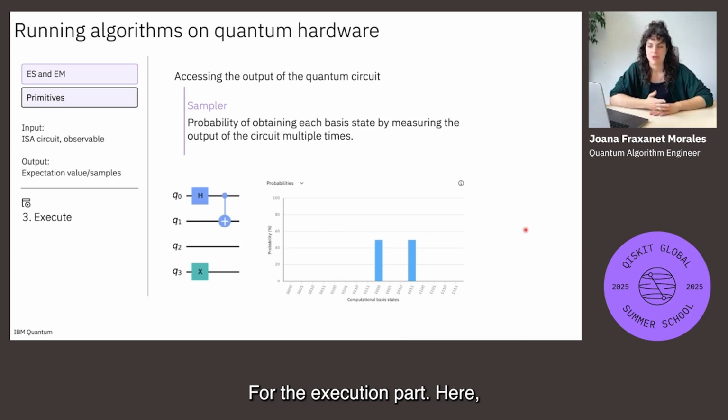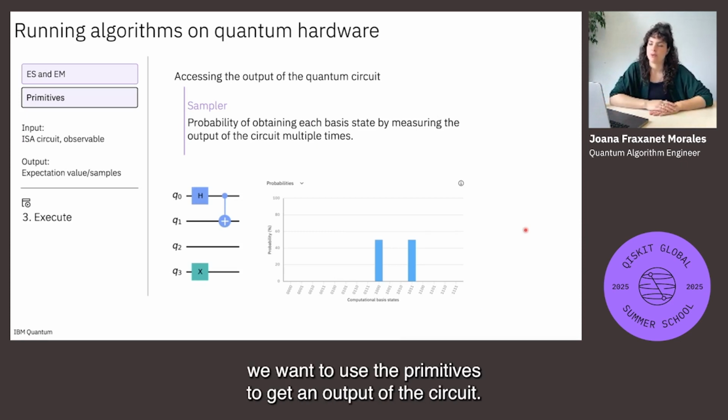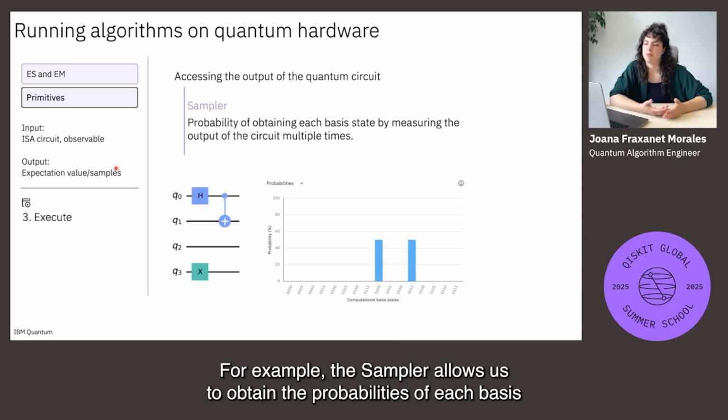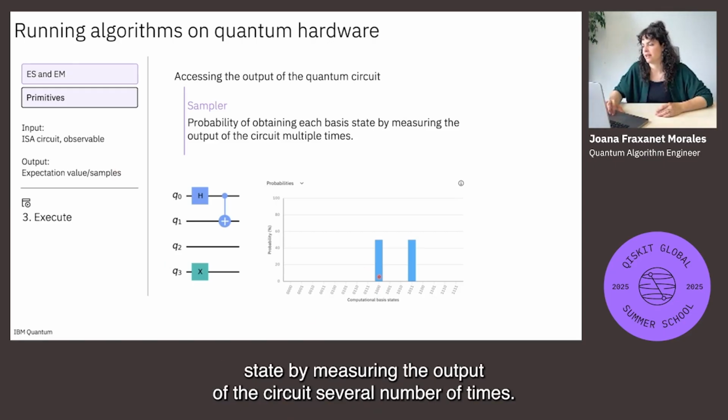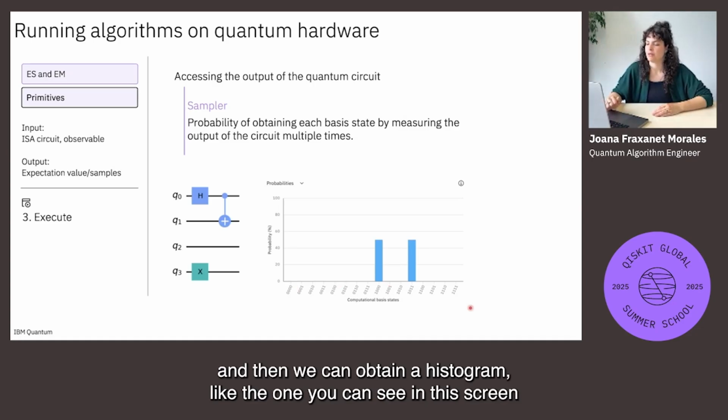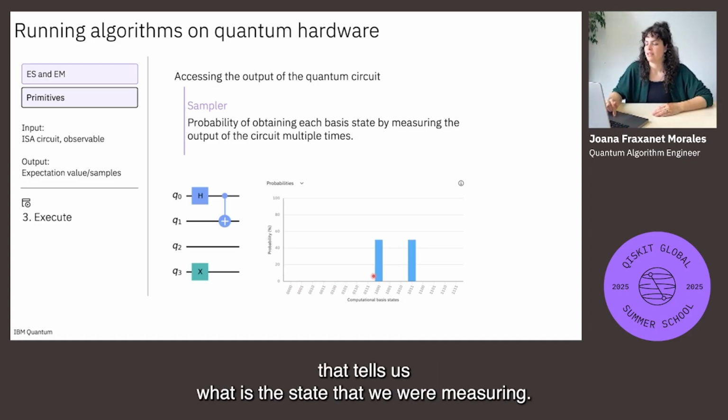For the execution part, here we want to use the primitives to get an output of the circuit, and the primitives are the sampler or the estimator. For example, the sampler allows us to obtain the probabilities of each basis state by measuring the output of the circuit several number of times. This number of times is set by the number of shots, and then we can obtain some histogram like the one you can see in the screen that tell us what is the state that we were measuring.